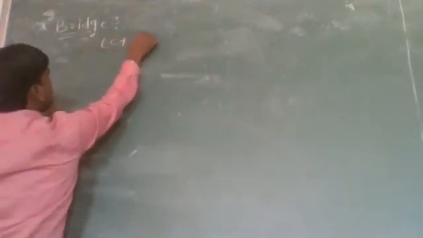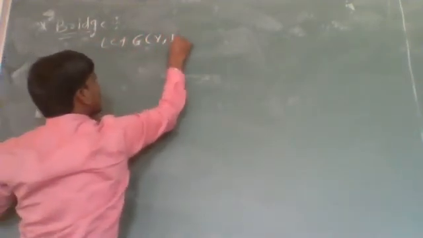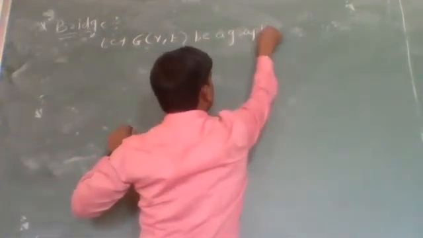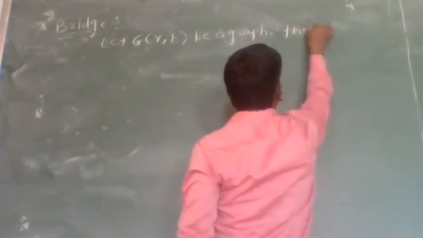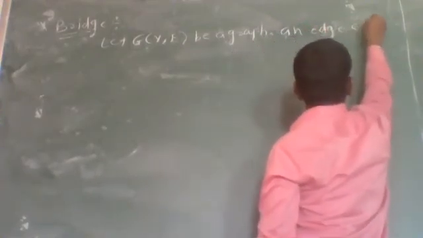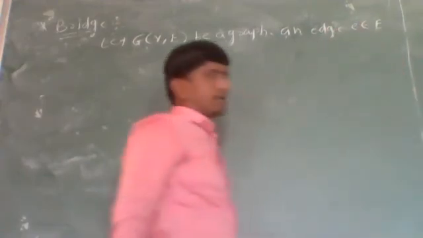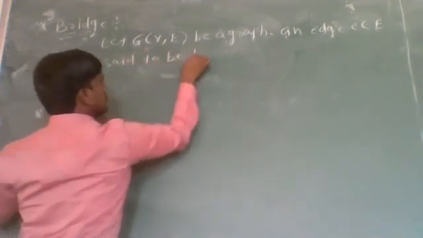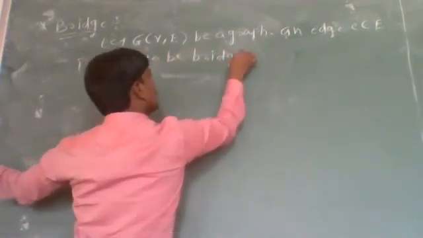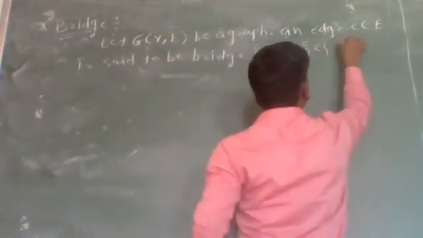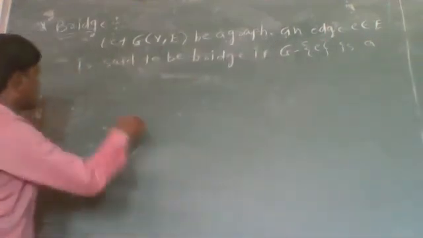Let G be a graph with vertex set V and edge set E. Then an edge E of the edge set of a graph G is said to be a bridge if G minus that single edge E is a disconnected graph.